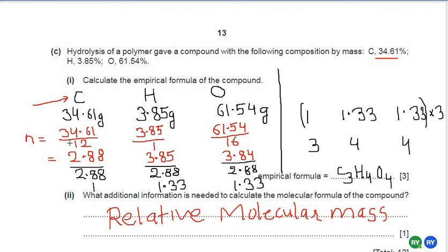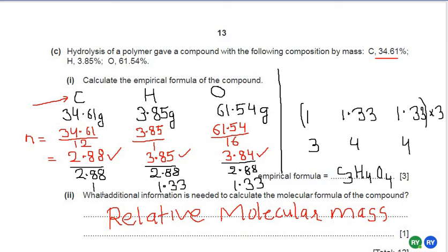The number of moles is mass given divided by its atomic mass. So 34.61 divided by 12, which is the atomic mass of carbon. You can find the same for hydrogen, whose atomic mass is 1, and oxygen, which is 16. Now when you divide, you will get the answers 2.88, 3.85 and 3.84. Now the next step is very important.